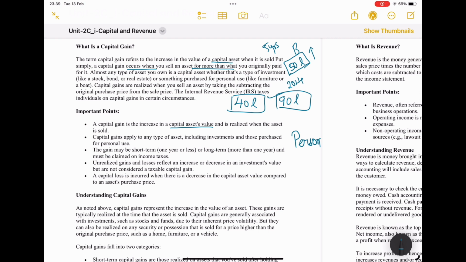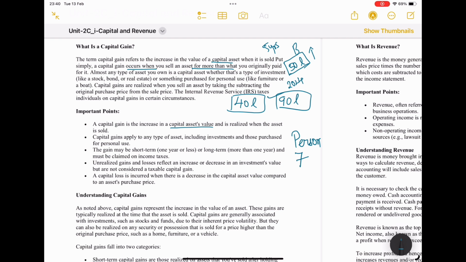Persons means either an individual, a HUF, a firm, a company or an association of persons. We learned 7 types of persons, right? In that, anyone may have a capital asset, and for that we will calculate the rate of taxes in the further chapters.